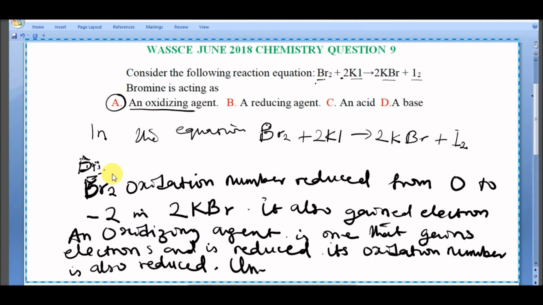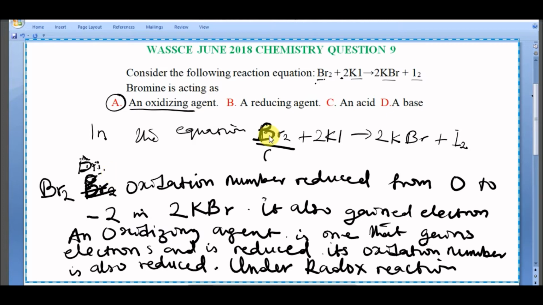So these definitions that I've just given can be found under redox reaction. If you check your textbook, under redox reaction, you'll be able to see this. So take note, this is actually Br2. From this equation, the oxidation number of bromine here is 0, and it is reduced. The oxidation number of bromine here is -2, so there is reduction in the oxidation number.